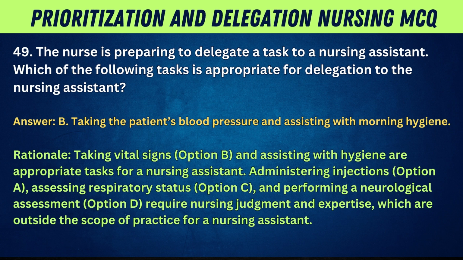Rationale: Taking vital signs, option B, and assisting with hygiene are appropriate tasks for a nursing assistant. Administering injections, option A, assessing respiratory status, option C, and performing a neurological assessment, option D, require nursing judgment and expertise, which are outside the scope of practice for a nursing assistant.